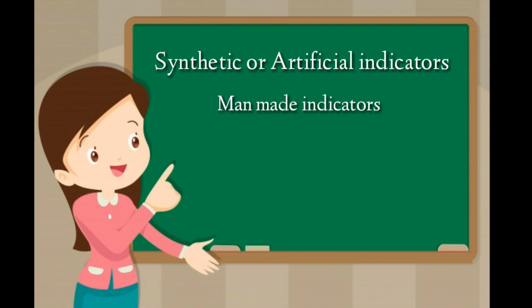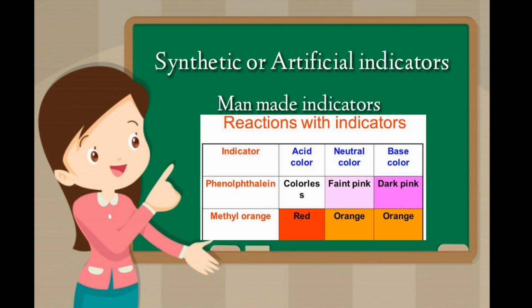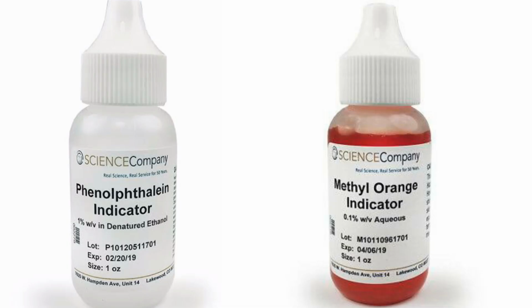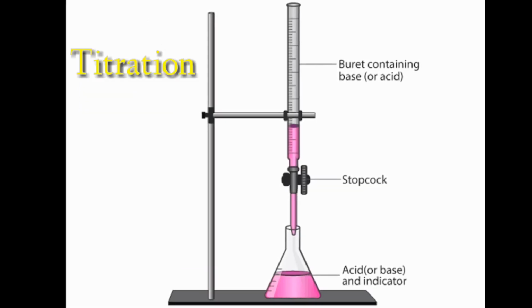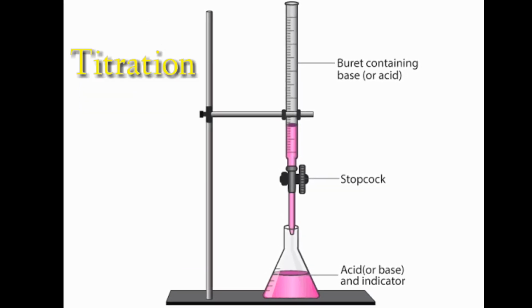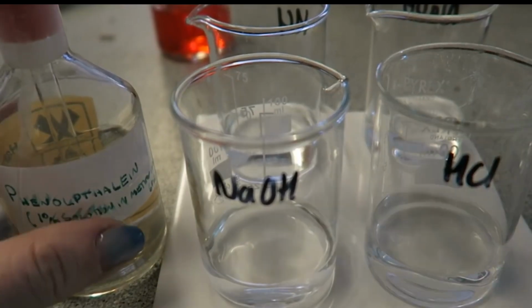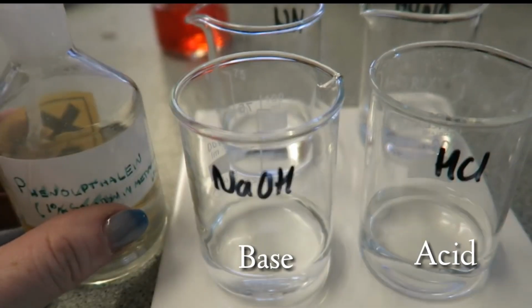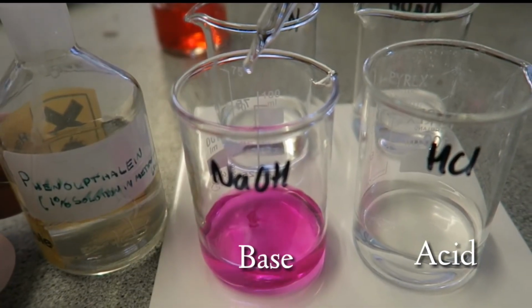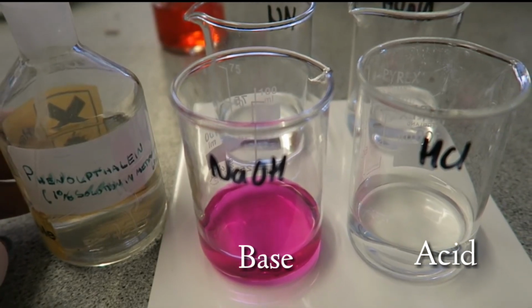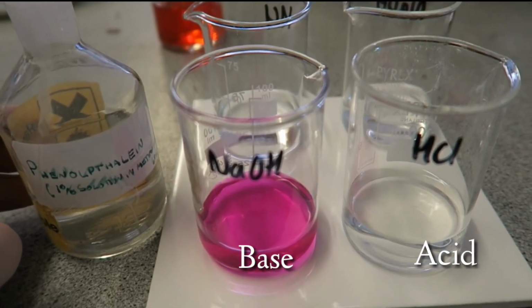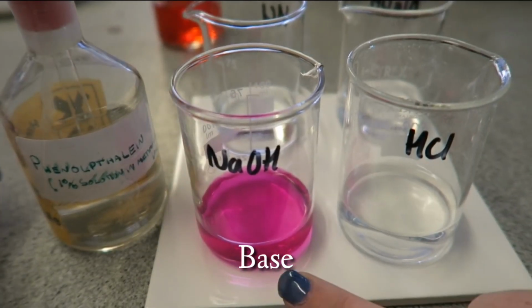Now let us discuss the second part, that is some of the man-made indicators. These are known as synthetic or artificial acid-base indicators. We can start with phenolphthalein or methyl orange as an indicator. These are generally used for titration or neutralization, which will be discussed in more detail in the upcoming video. Phenolphthalein is generally a colorless or clear liquid. When it is given to an acidic solution, it doesn't change color. But as soon as we give it to a basic solution, it changes color to bright pink.